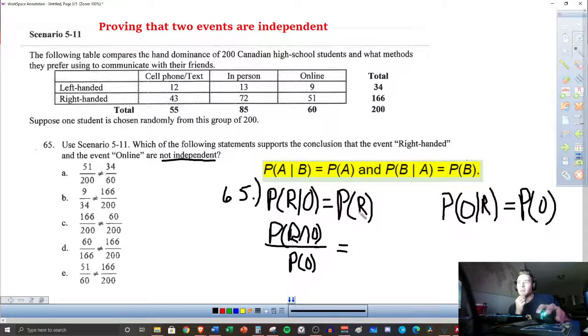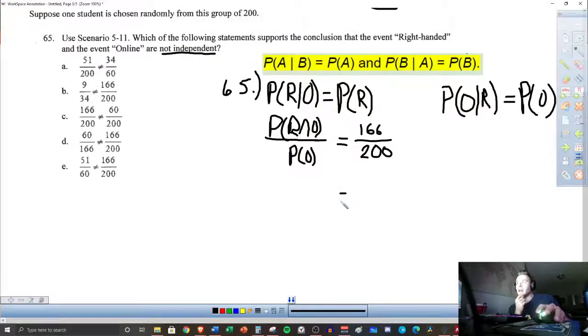Now we can go ahead and find the probability of right-handed. Well, how many right-handed people are there? There's 166 out of 200. So we're going to put that 166 out of 200. Then let's continue. We have this over here.